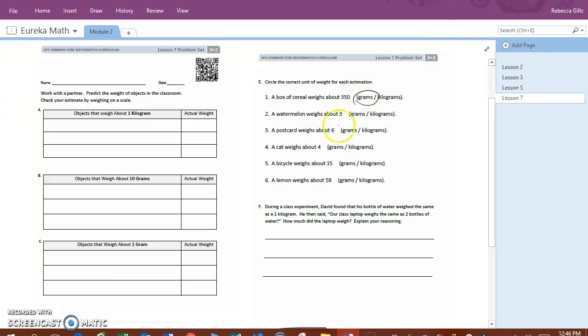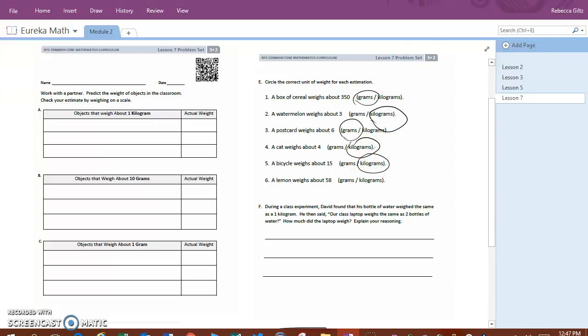How about a watermelon? About 3 grams or 3 kilograms? Well, I know it weighs way more than 3 paper clips, so it has to be kilograms. A postcard weighs about 6 grams or kilograms. Well, a postcard is very, very light, so we would say that's 6 grams. A cat weighs about 4 grams or kilograms. Well, 4 paper clips, which would be grams, is really light, so it has to be kilograms. A bicycle weighs about 15 what? Grams or kilograms? Well, that's heavy. It's got to be kilograms.